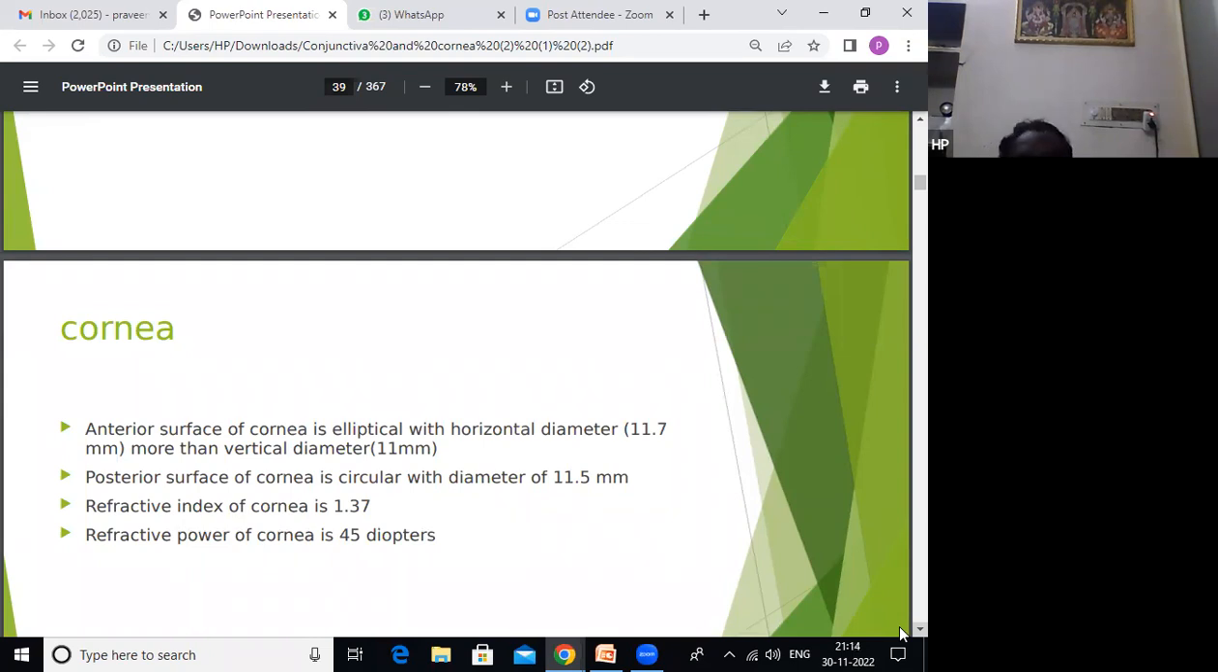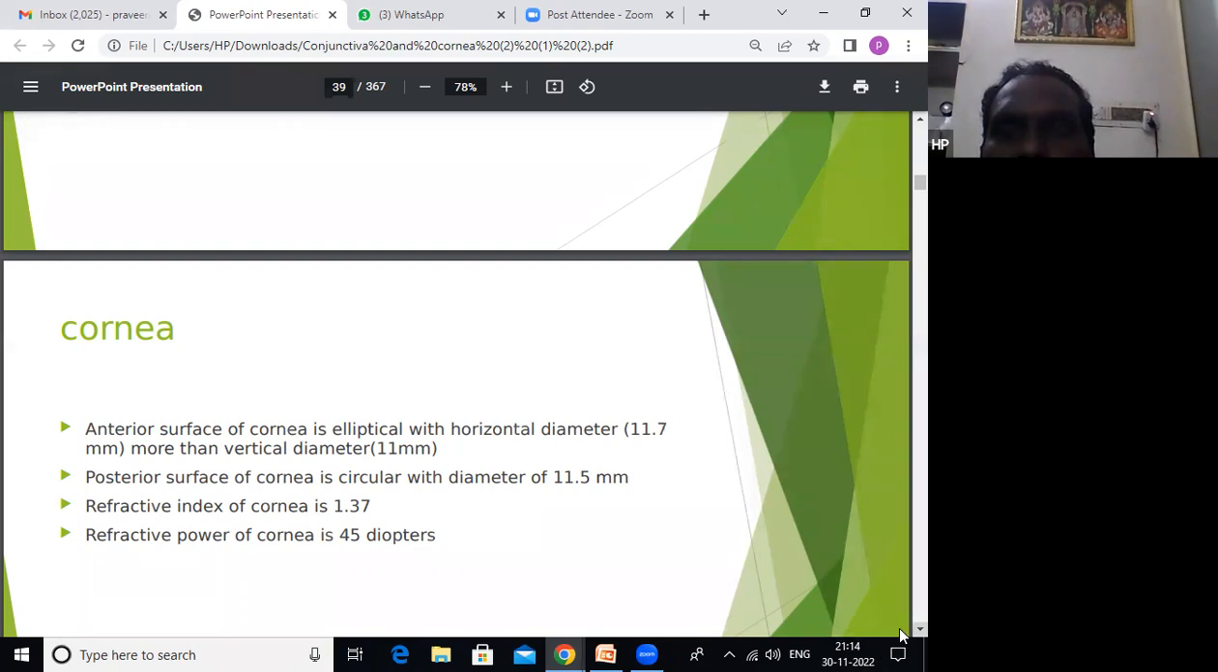The question can sometimes be asked: what is the horizontal diameter of the cornea? The horizontal diameter of the cornea is 11.7 mm and the vertical diameter of the cornea is 11 mm. What is the refractive index of the cornea? The refractive index of the cornea is 1.37. Refractive power of the cornea is 45 diopters.